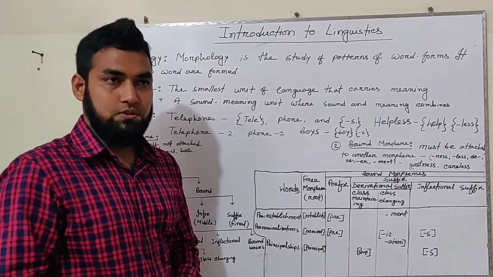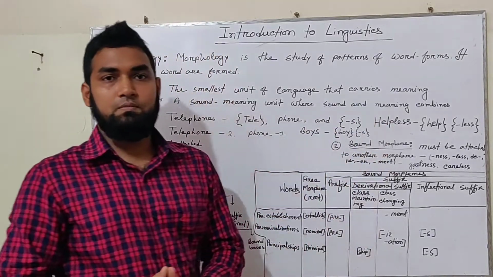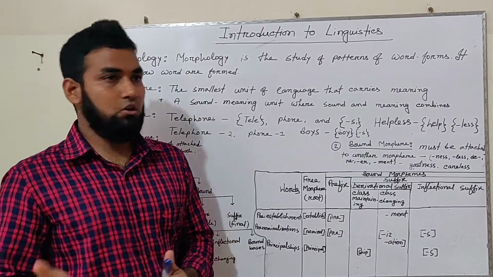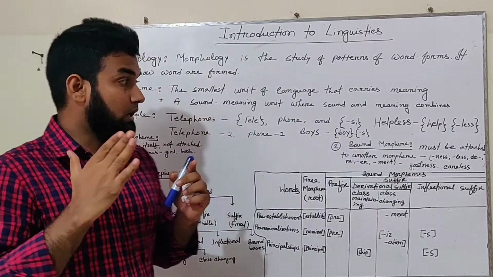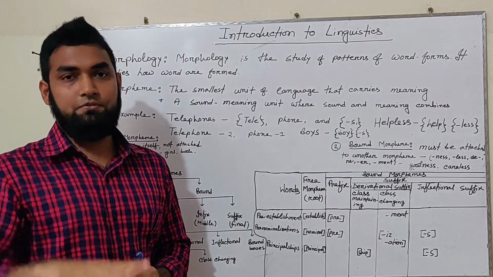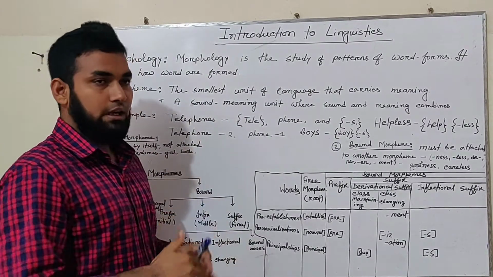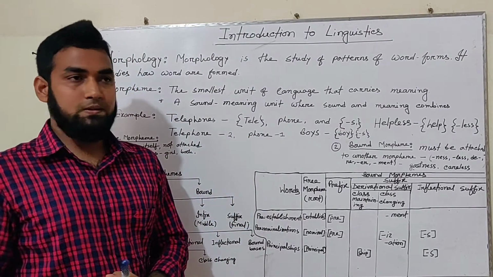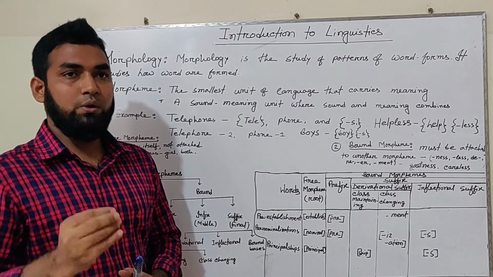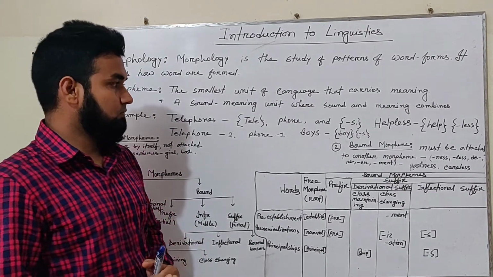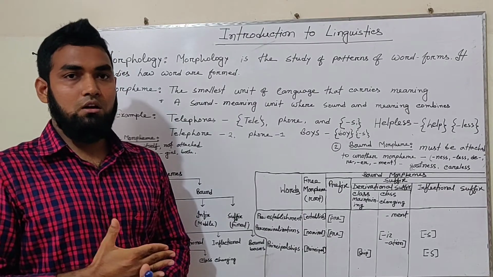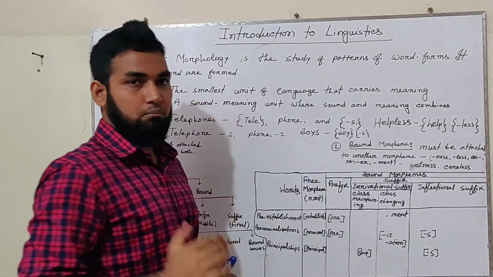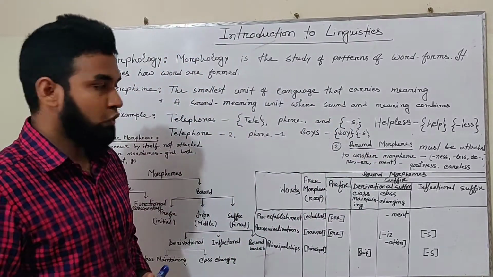Some other examples. Helpless. Help is a word, less another word. So here in the word helpless, we can get two morphemes, help and less. Okay. Boys. Boys is a word which is the plural form of the singular word boy. Here we can get two morphemes, boy and s.